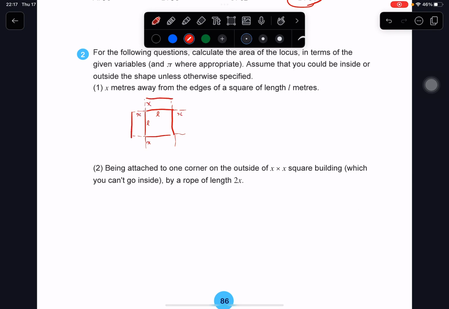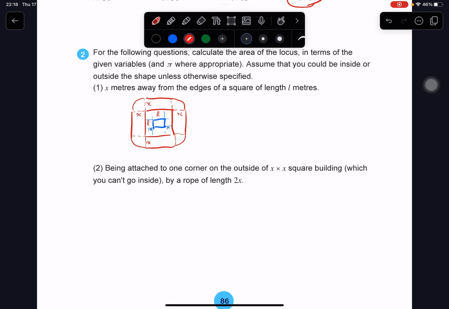So I'm just going to connect the locus like this. And that's what we have on the outside. And the question also says that it could be on the inside, which means that if I have a distance of x around the four sides, I'm going to have a little square in the middle, right? Which these are all x in length.